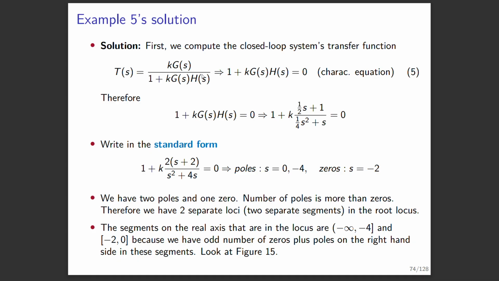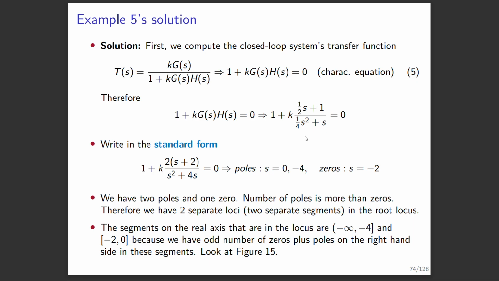So if we compute the closed loop system's transfer function, which is k times g divided by 1 plus k times g times h, we are going to get this in the denominator. So only the denominator part, the characteristic equation, is going to be this. Now, this is not in standard form. We have to write it in standard form.